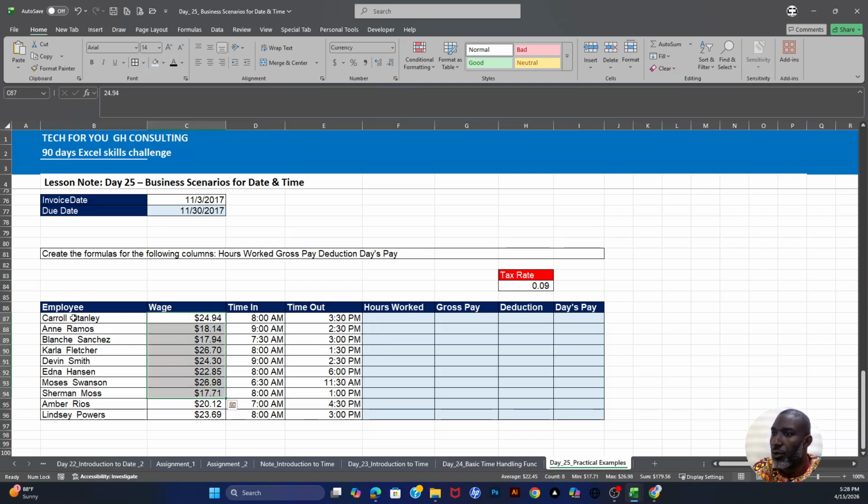We have the employee name, we have the wage here, and then we have the time in, and then we have the time out. To determine the hours worked, we know that we subtract the time in from the time out. So you pick the time out minus time in. And I've told you it's a fraction of 24. So you always have to multiply it by 24 whenever you are doing subtraction, so that you get the true hours that were worked. Then we hit enter.